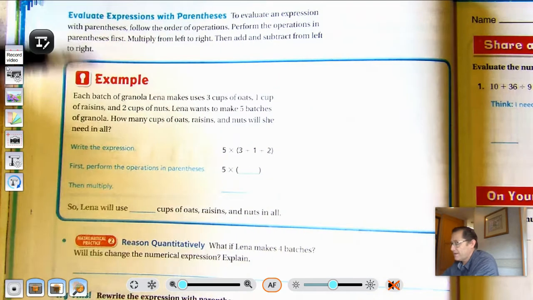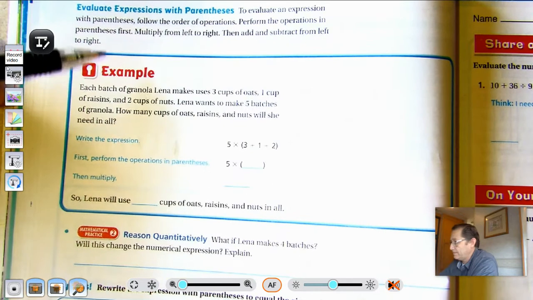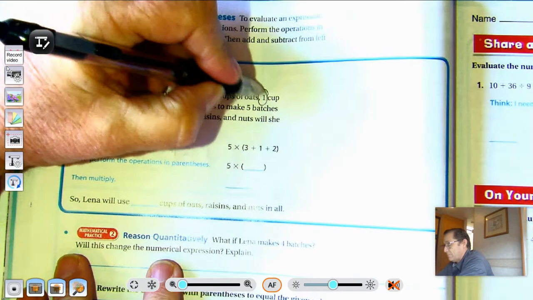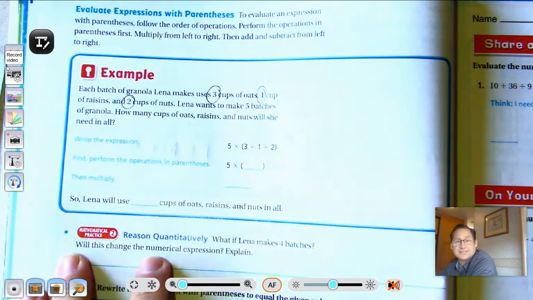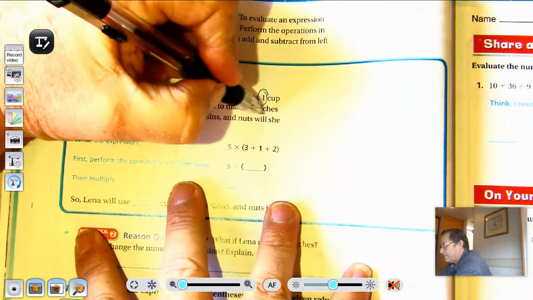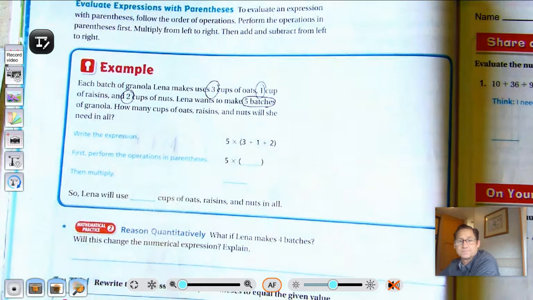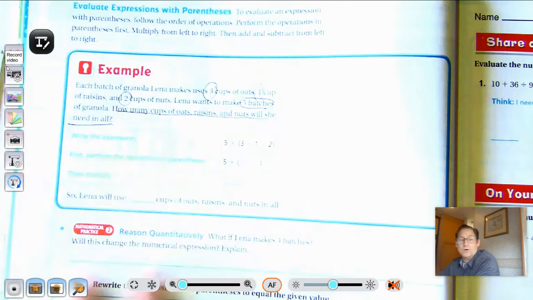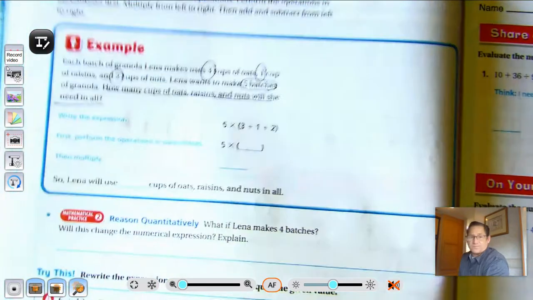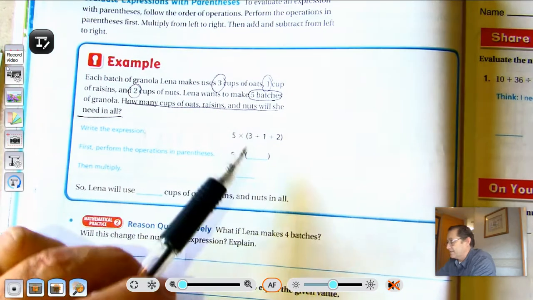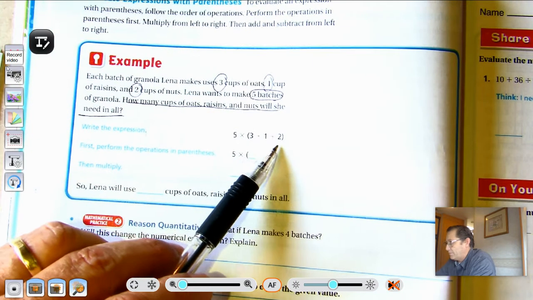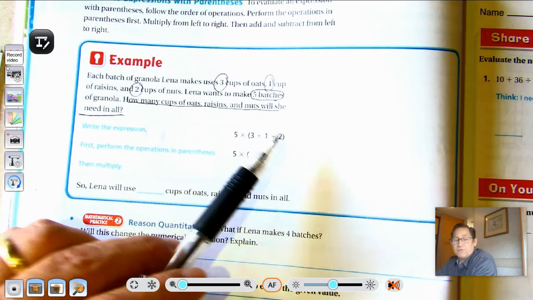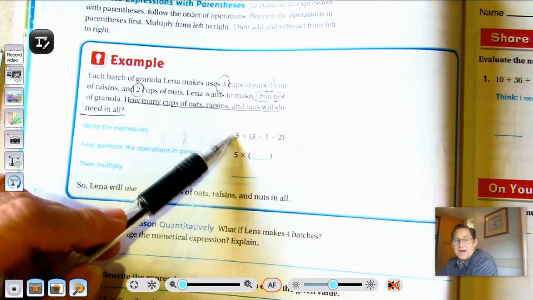So here's an example. Each batch of granola Lena makes uses 3 cups of oats, 1 cup of raisins, and 2 cups of nuts. Lena wants to make 5 batches of granola. How many cups of oats, raisins, and nuts will she need in all? So here's the expression. 5 times the sum of 3 plus 1 plus 2. So the 3 cups of oats plus the 1 cup of raisins plus the 2 cups of nuts. That would make 1 batch. And we're going to multiply by 5.